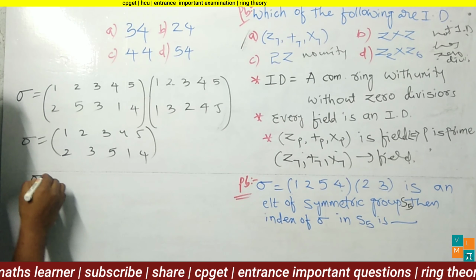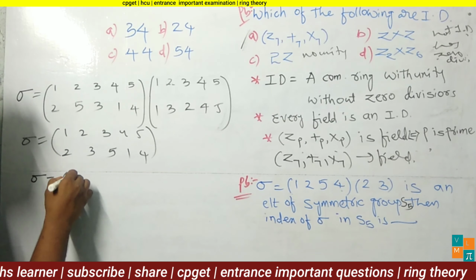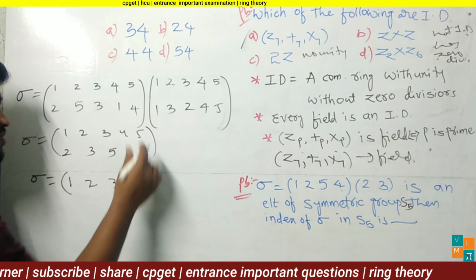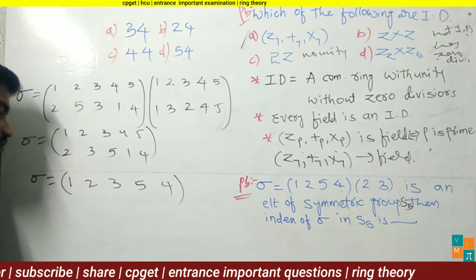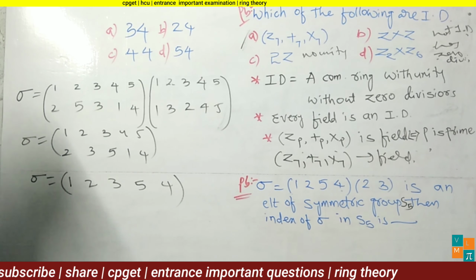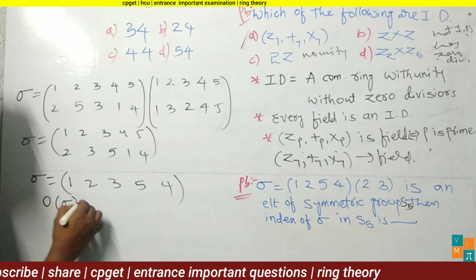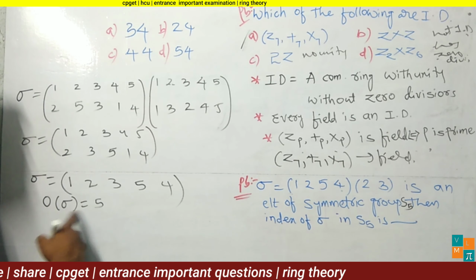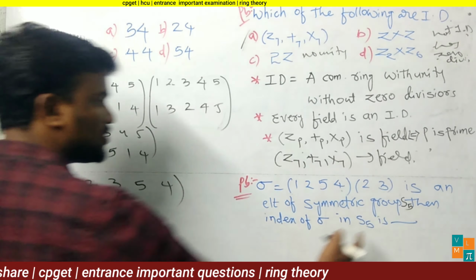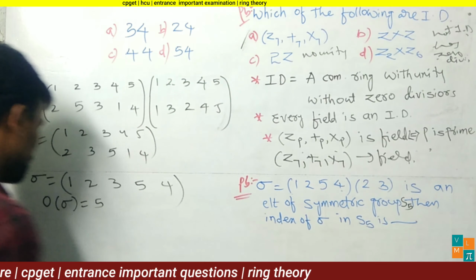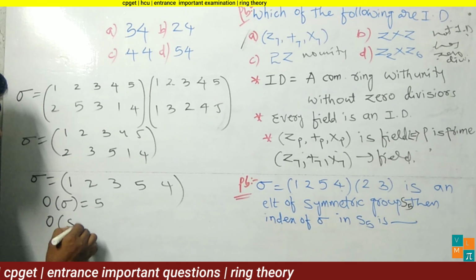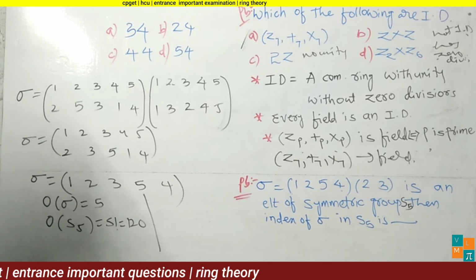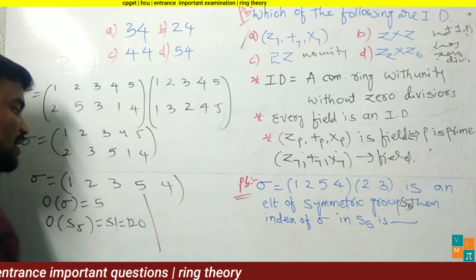Now it can be written in the form of a cycle. First I start with 1: 1 implies 2, 2 implies 3, 3 implies 5, 5 implies 4, 4 implies again 1. Here what is the order of this permutation? The order of sigma equals the number of elements in the cycle, 1, 2, 3, 4, 5. So the order of sigma equals 5. And the given group is S5, so the order of the symmetric group S5 equals 5 factorial, that means 120.